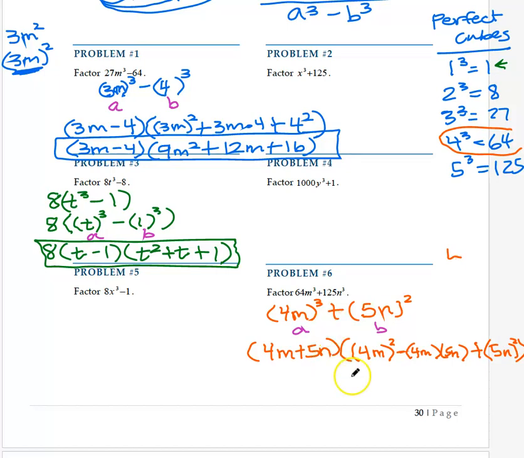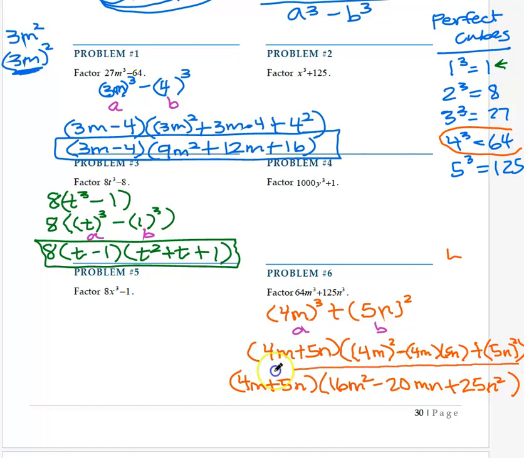Okay, so the first one's going to stay the same though, that first parenthesis, 4m plus 5n. Here, 4m times 4m is 16m squared. Multiply those together, we get negative 20mn. And then the last one will be plus 5 squared is 25, and then n squared. And so that is your answer, and you're done. And then I just say, just check to make sure you have your signs right, same, opposite, always positive. So it looks good there.